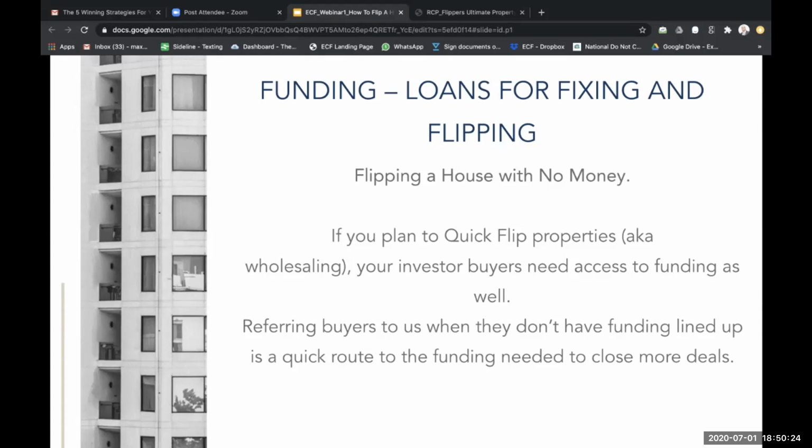So at the end of the day, whether you're doing a flip or a wholesale deal, no matter what, there is always a borrower that needs capital, which is debt, which a hard money lender could provide. So refer buyers to us, we can get you a quick quote and get the deals funded.